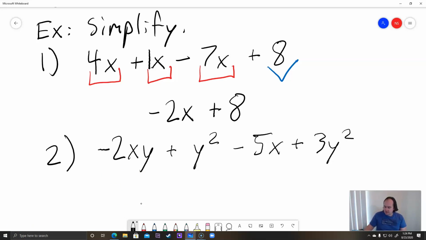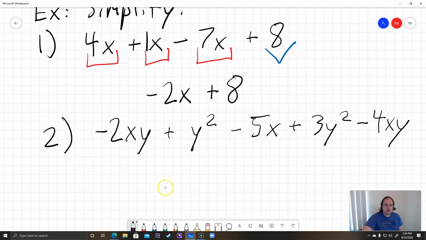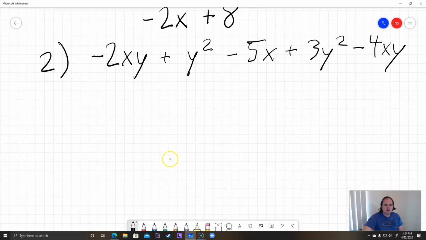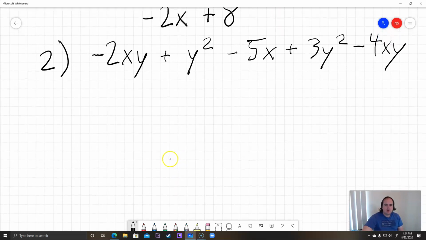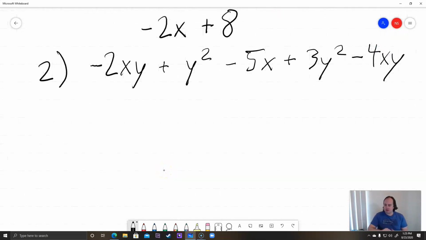So I've got negative 2xy plus y squared minus 5x plus 3y squared. And I wanted to write one more term. So let's have minus 4xy. Now, the problems in your homework don't have this many terms, but I wanted to do a little bit more challenging one like this, just so that we can see how they work. Okay, so let's take a look at this problem.